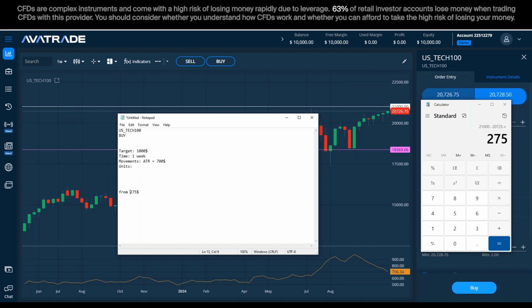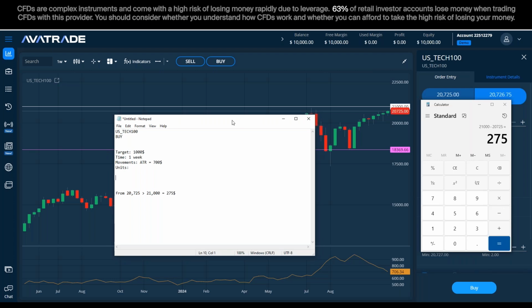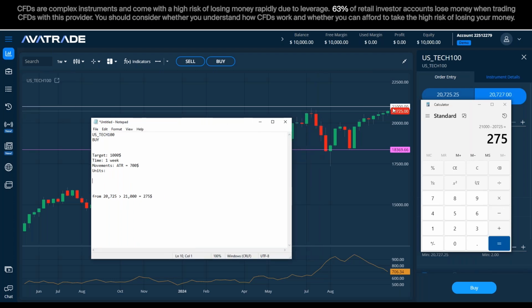From 20,725 to 21,000. Right. Now we see that the ATR is actually 3 times, not 3 times, 2.5 times bigger than the difference that we were expecting. And I'm asking you guys, is it realistic to expect NASDAQ to get to 21,000 in a week? What do you think? Is that realistic or is it far-fetched?